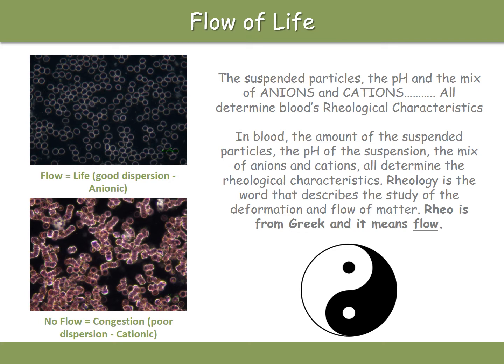Flow equals life, good dispersion, anionic. You can see the red blood cells, nice and dispersed, nice and separate, discrete. This is what this is all about. Whereas down below here, you can see no flow, congestion. This is where things are starting to attract, starting to connect together. There are too many cations. There has to be. So if we look at the picture on the bottom left-hand side, if we were to take some potassium citrate or something like that, within two or three minutes those cells will almost certainly start to disperse because of the high level of anions we're introducing to our blood.